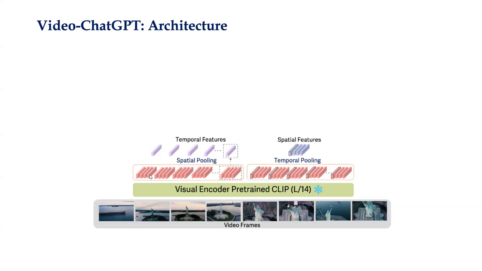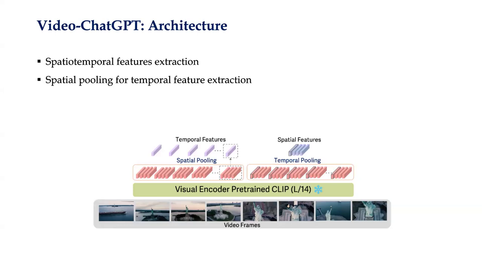So now, these are the representation of each frame, but we want to come up with a representation for the whole clip. So this does not have any temporal information. So how do you take this frame-wise representation and come up with the spatiotemporal representation? So what they did is temporal pooling for temporal feature extraction, and then spatial pooling for spatial feature extraction. So let's look at what is the temporal pooling. So you have these frames, and these are the different frames in the clip.